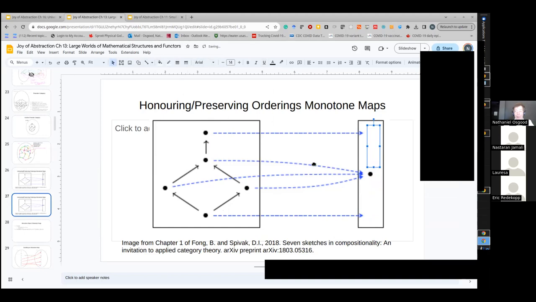What would this mapping have to look like if we had only one object here? There's nothing here now. There's nothing here. So where would this object have to go? Where would it have to be mapped to? The middle. This one, where would it have to go? Middle. The middle, right?